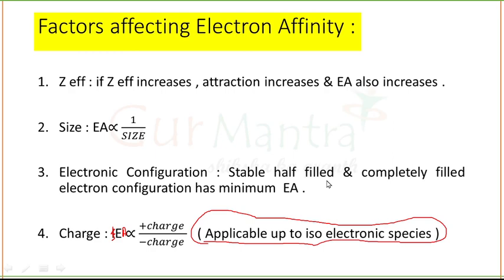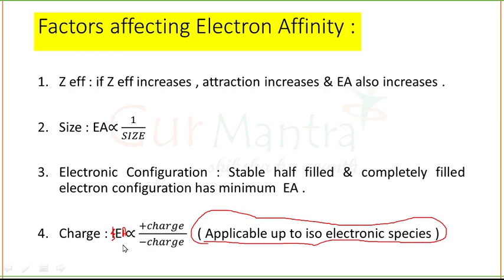The half-filled and fully filled configurations will not accept any electron in their particular subshell. That's why they have minimum electron affinity. While in the case of ionization enthalpy, the stable half-filled and completely filled configurations have higher ionization enthalpy, while they have minimum electron affinity.